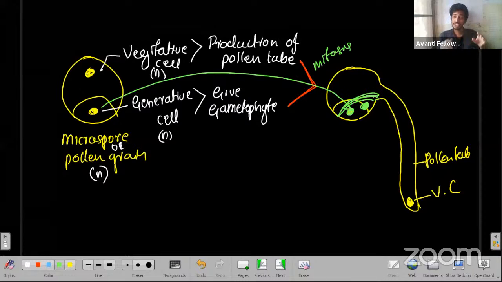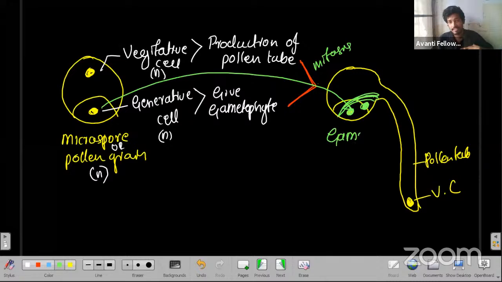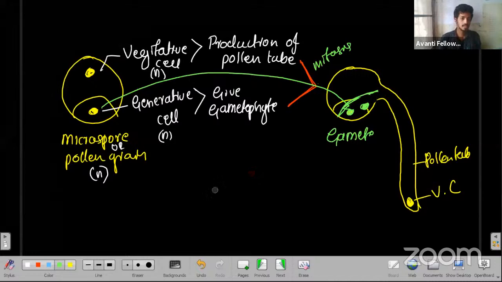Now that the pollen grain and pollen tube are produced, this particular structure we call the gamete. Okay, we call it the gamete. It's open here, so it will be open in this particular part, for the releasing of that one.